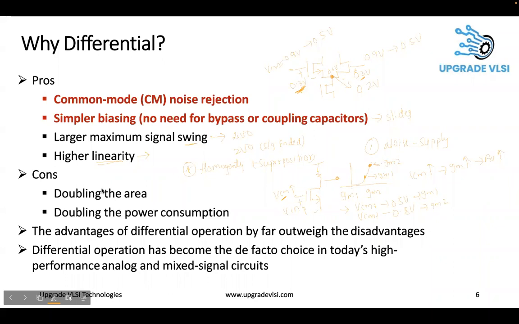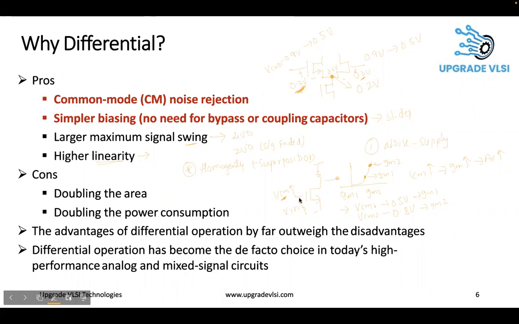And coming to the disadvantages, the area is double, because in single-ended you need a single CS amplifier, but in differential you need two CS amplifiers. Okay, so the area is double and the power is double because both have to carry the current. So the current increases, the power increases. So these are the two disadvantages.